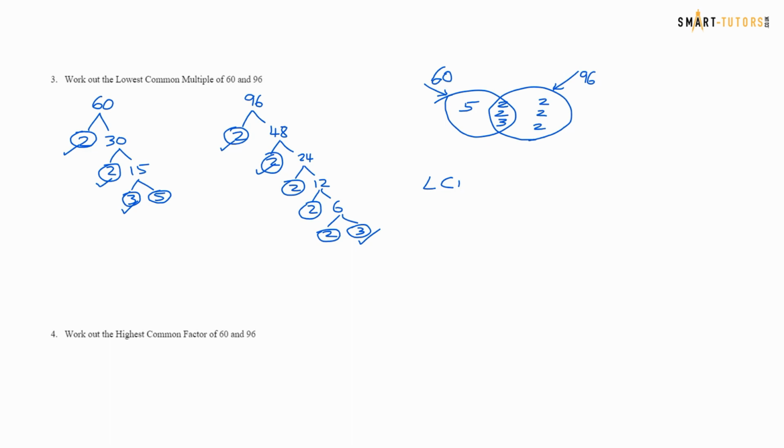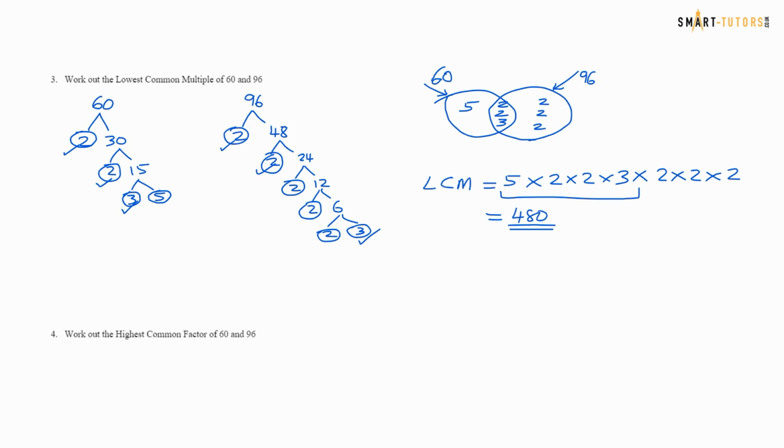Lowest common multiple means you need to multiply all the numbers in the diagram. So 5 times 2 times 2 times 3 times 2 times 2 times 2. From here to here is 60. 60 times 8 is 480. So the lowest common multiple is 480.